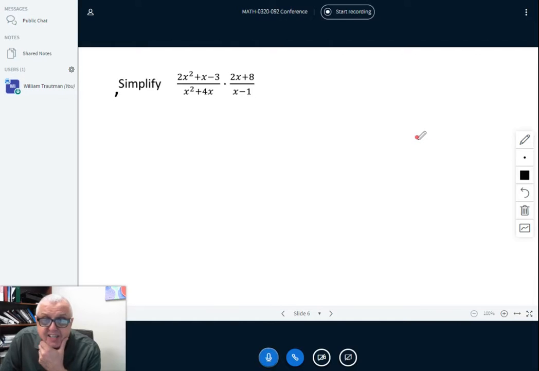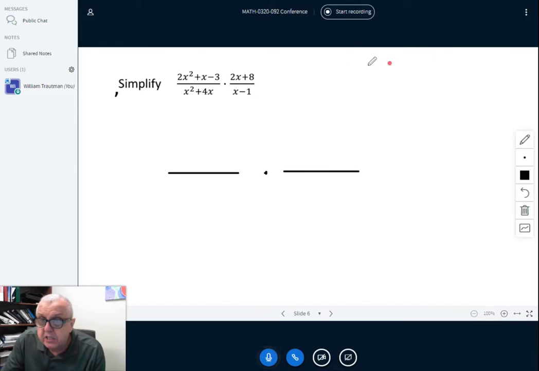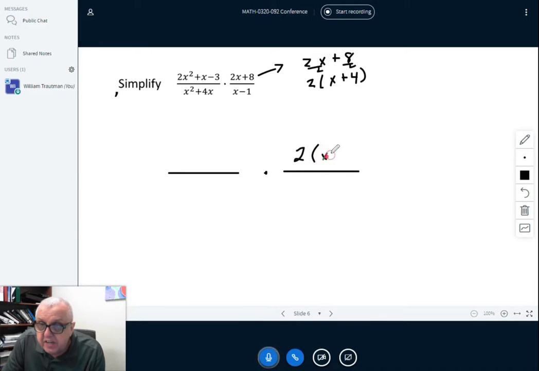Simplify, multiplying these two fractions together. In order to multiply these two fractions together, you have to factor everything you can. So I'm going to factor everything I can. Look at this 2x plus 8. Do you see how a 2 factors out of there? I can divide by a 2 in each one of these. So this factors just a GCF out. This bottom doesn't factor, so it stays like this.